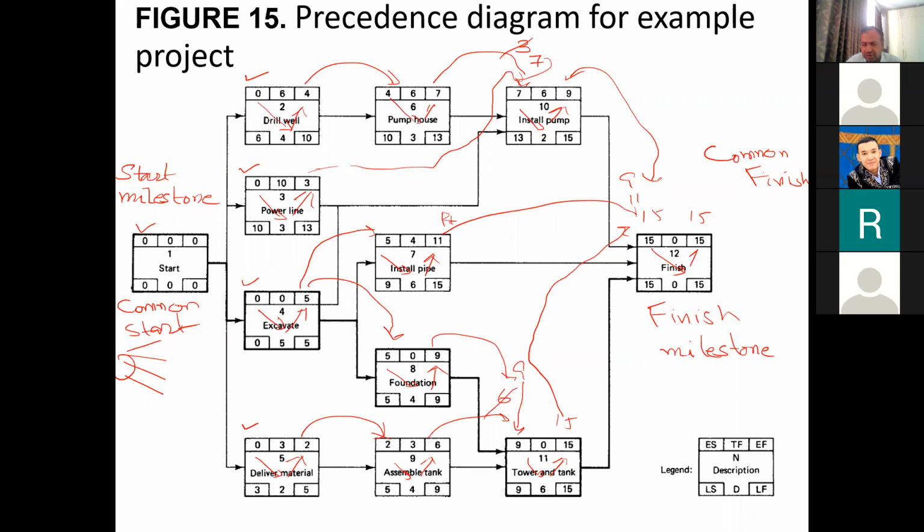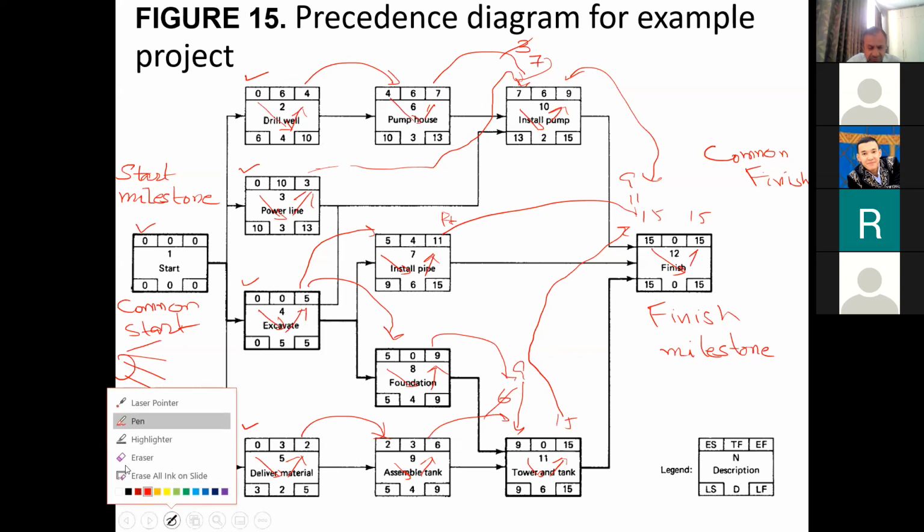So it is always better. If, for example, the project is only starting with 1 activity, then there is no need to provide a start milestone. Then that activity will serve as the start milestone. And similarly for the finish milestone. Okay, good. So in this way, we have performed the forward pass calculations.